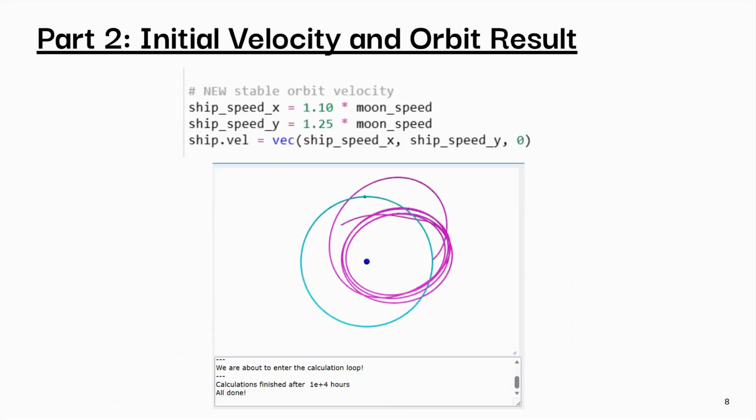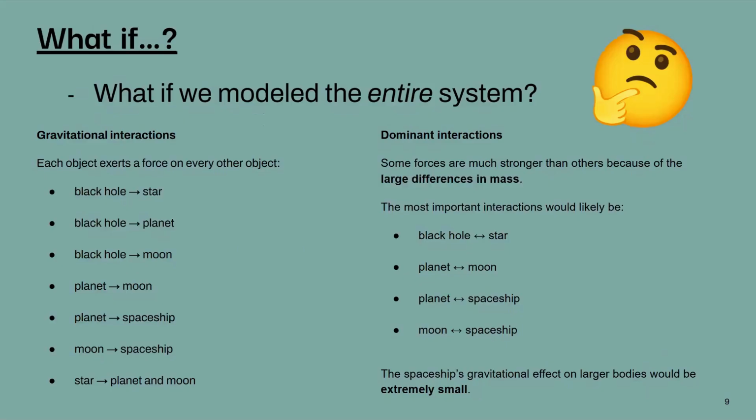After testing different velocity values, a stable orbit was achieved when the x component of the spaceship's velocity was set to approximately 1.10 times the moon's orbital speed, and the y component was set to about 1.25 times the moon's orbital speed. With this velocity, the spaceship moves in a complex orbit influenced by both the moon and the planet. If the velocity is too small, the spaceship crashes into the moon. If the velocity is too large, the spaceship escapes the system. This demonstrates how sensitive orbital motion can be to initial conditions.